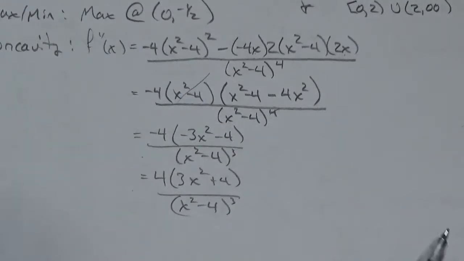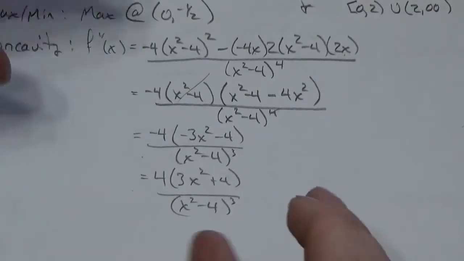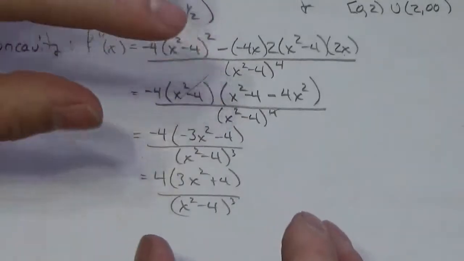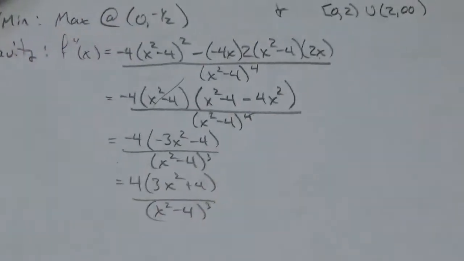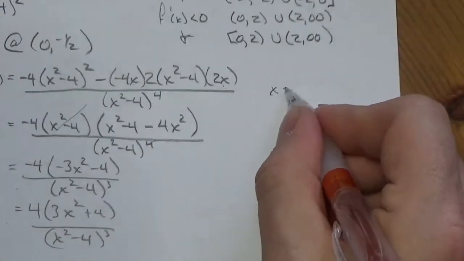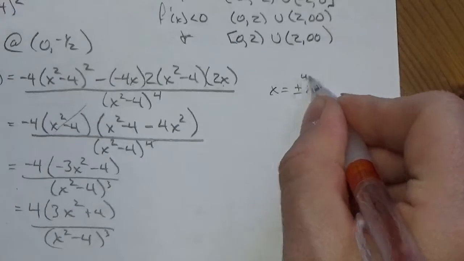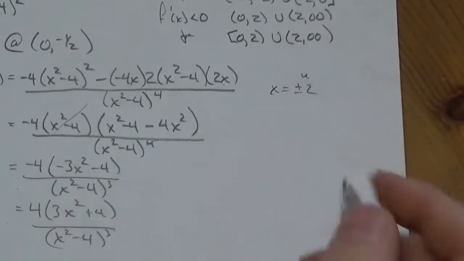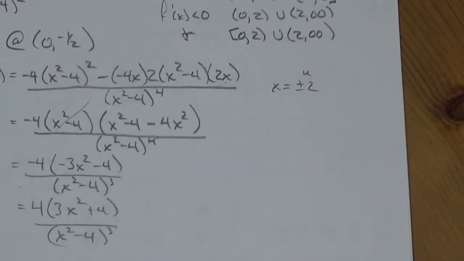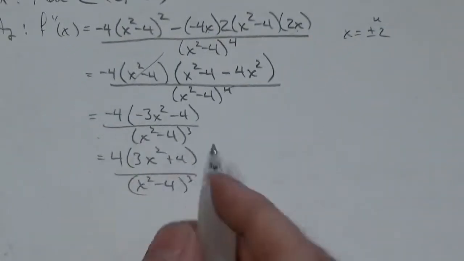Okay, so now we are looking for where this is 0 or where it's undefined. It's going to be undefined at 2 and negative 2 again. That's because the original function was undefined there. And it will never happen that the original function is undefined and then one of your derivatives along the way suddenly becomes defined there. If it was undefined at the beginning, it'll be undefined all the way through. So it's going to be undefined at plus or minus 2. So then the question is, where does it go to 0?